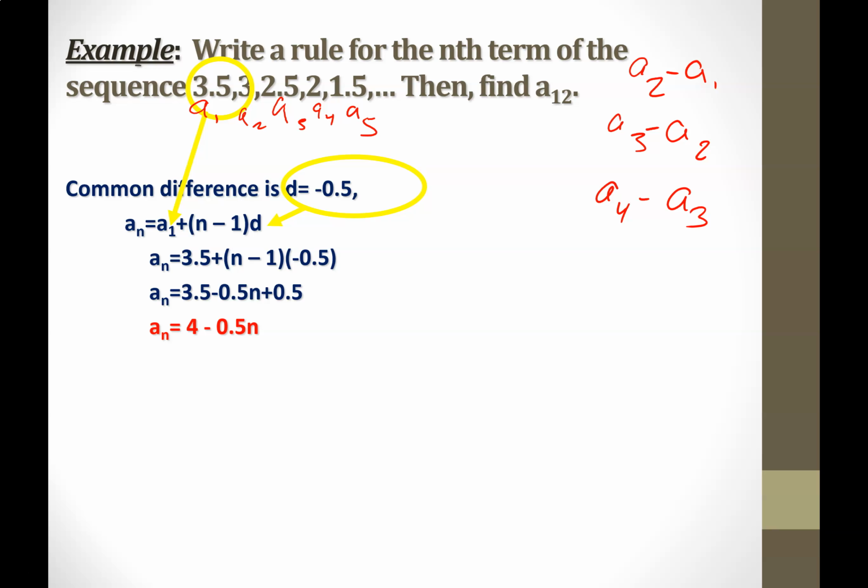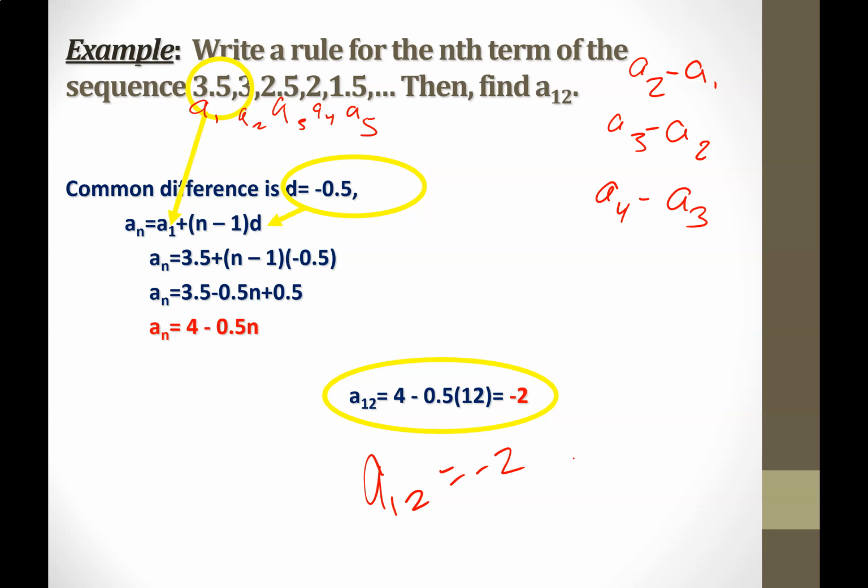Now we need to figure out what a sub 12 would be. So go ahead and substitute. n now is going to be 12, and substitute and simplify. When you do all of that, you should end up with a sub 12 equal to negative 2. Let's move on.